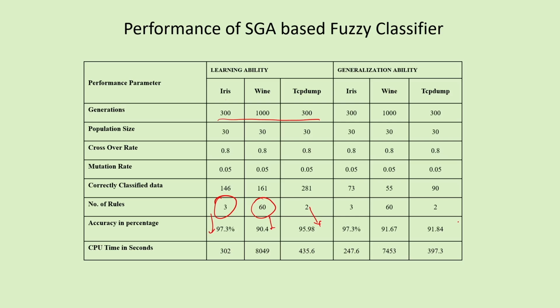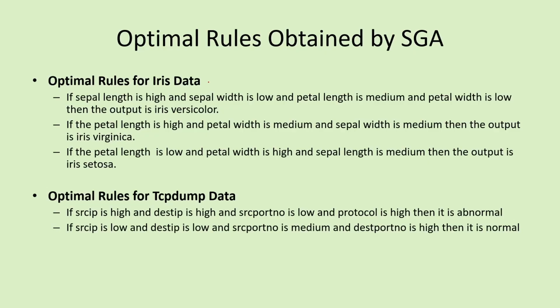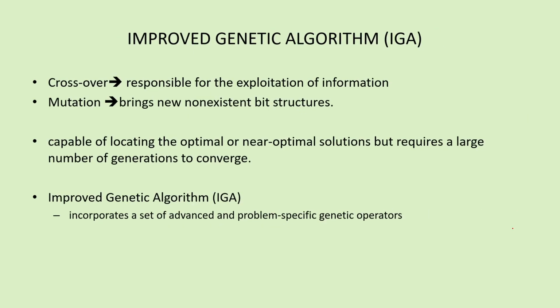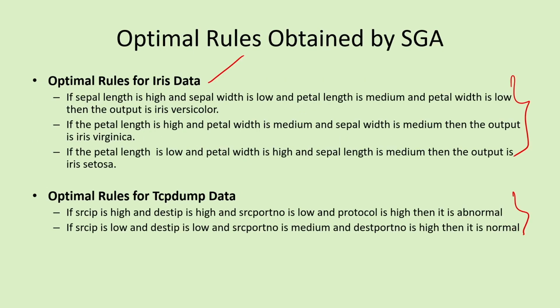So you can see that there are still some possibilities of improvement with this kind of genetic algorithm. This is a simple genetic algorithm, and with its help we obtained these results. So what is the optimal rule set obtained? For iris data, this is the optimal rule set: if sepal length is high and petal width is low, and so on. Likewise, you can define the optimal rule set for other cases.